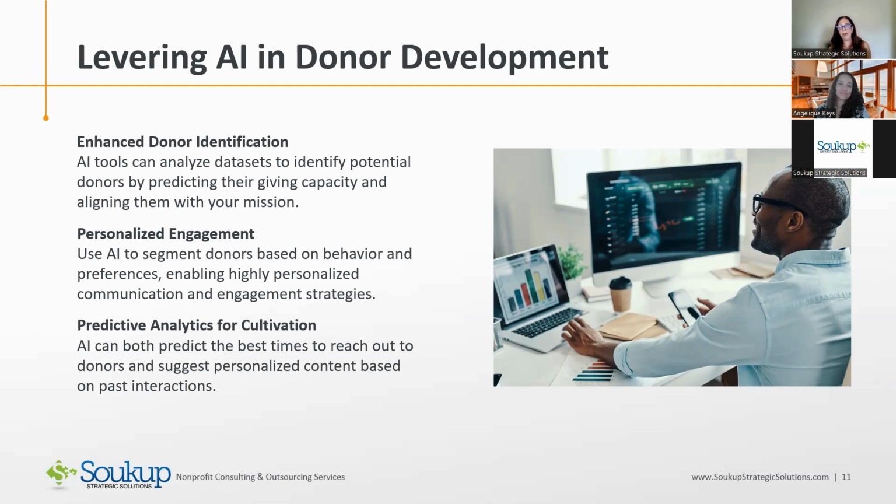And we've talked a lot about this. One of the most important things you can do in an organization is have an AI usage policy, so you, your staff, your team, and your donors understand how you're utilizing it. But these are some of the ways that you can use AI in your donor development cycle.